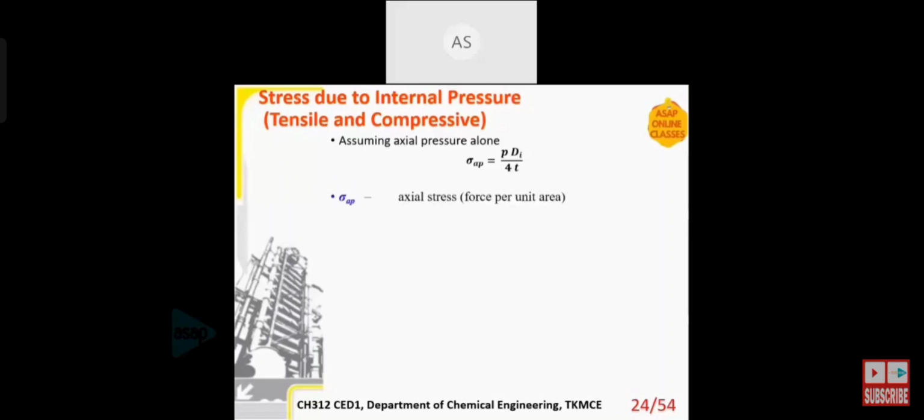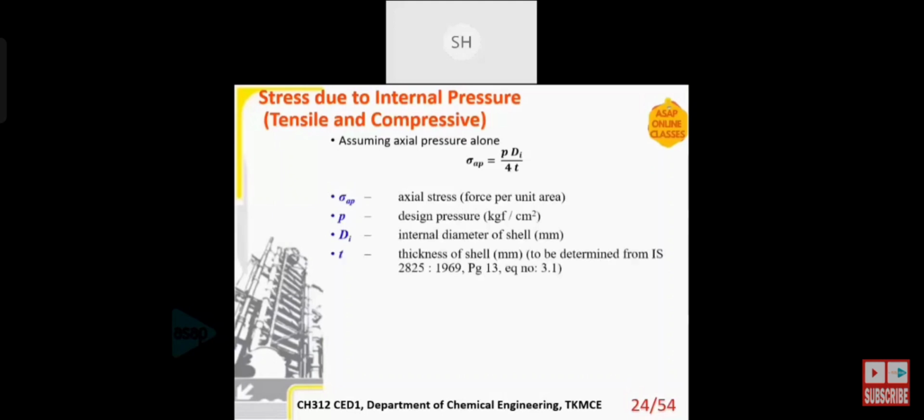The term sigma AP is the axial stress, force per unit area. P is the design pressure. Di is the internal diameter of the shell. T is the thickness. And to determine T, we have to use the IS code 2825. As per the IS code, this equation is there in equation 3.1 on page 13 of IS 2825: T equals P Di divided by 200 F J minus P.